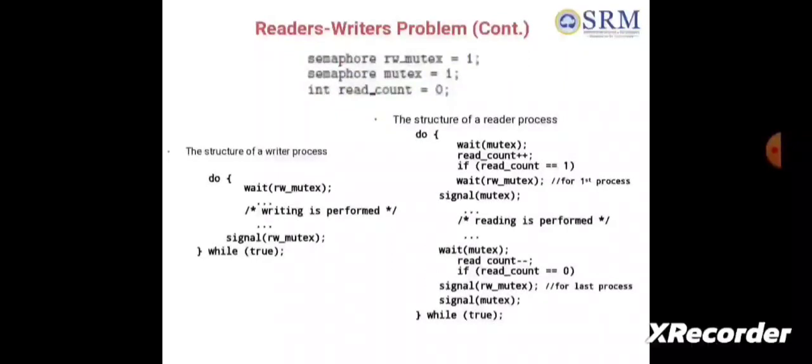In the case of the reader process, two important points have to be noted. Whenever a reader process is updating the read count value, it has to enable the mutual exclusion. Similarly, the first reader process has to ensure that the writer process has modified the data and the latest modified data is accessed by the reader process. Similarly, the last reader process has to ensure that the data is modified after the reading operation is done.